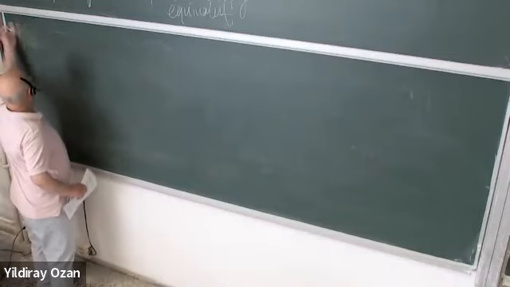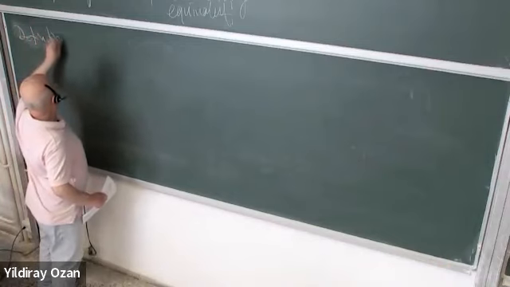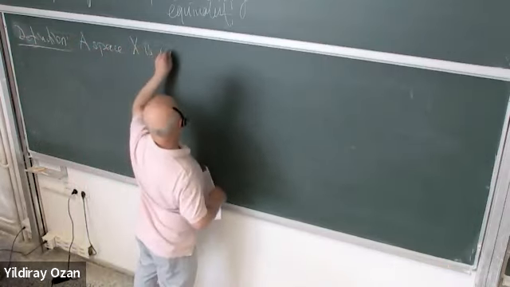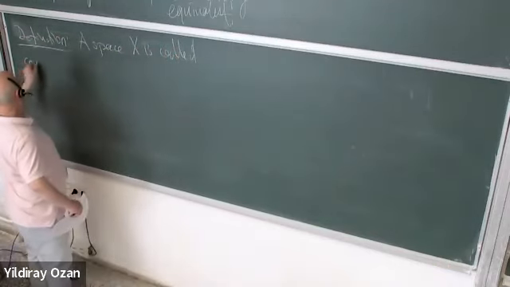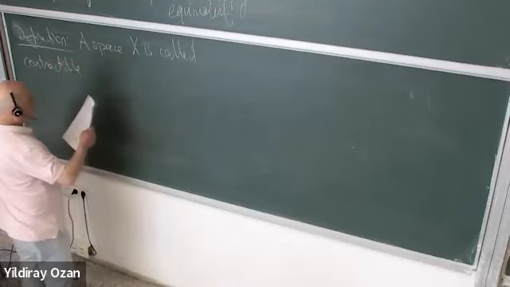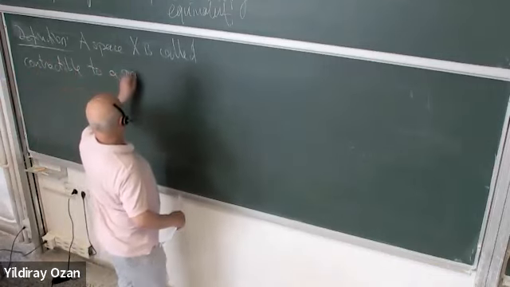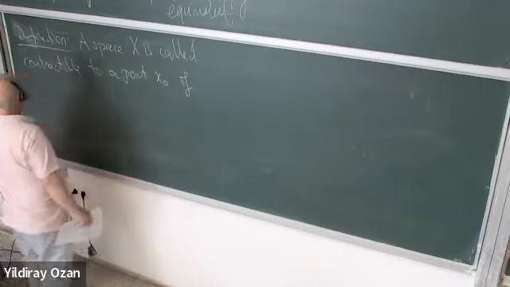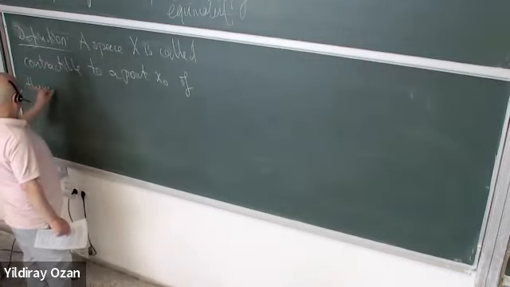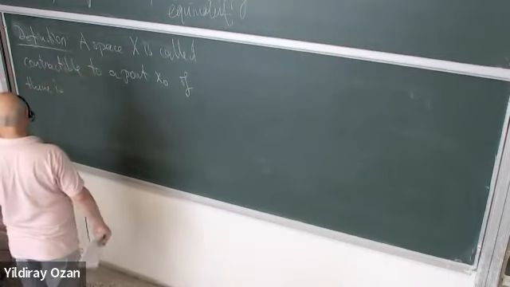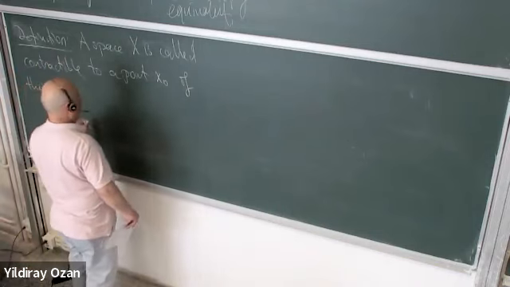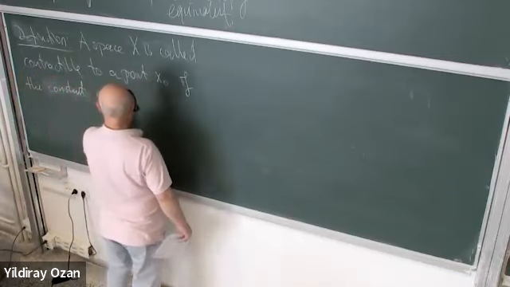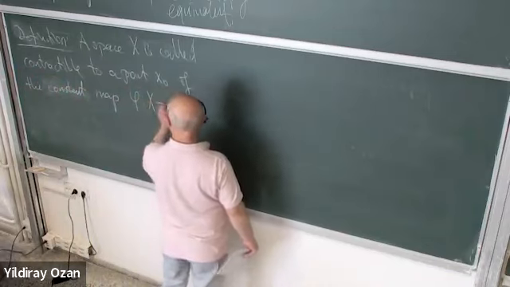Example. Or let me give a definition. A space X is called contractible to a point x0 if the constant map, let's say phi from X to x0.